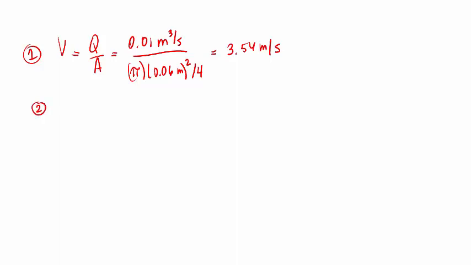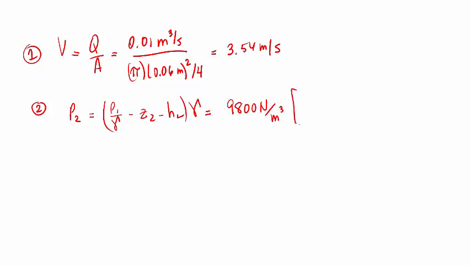So this would be the question number 1. The question number 2, of course, I started solving for that. So let's solve for P2. And you saw that it was pretty straightforward. P2 is going to be P1 over gamma minus Z2 minus HL, and this, of course, times gamma. So here we have 9800 newtons per cubic meters. We'll put it like this. So P1 was 1.6 times 10 to the 6 pascals. And then again I have here 9800 newtons per cubic meter minus 30 and minus HL. I still have not calculated. So let's go to HL.